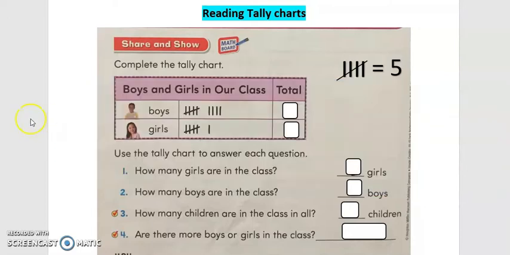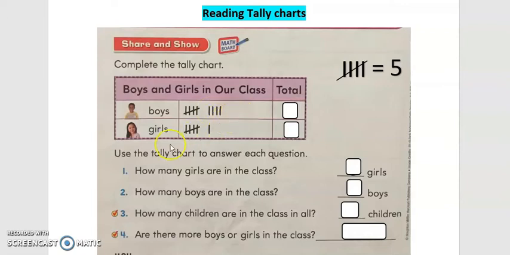The new kind of graph that we are going to talk about is called tally charts, which in other words means counting. Take a look at this chart over here. In this chart, we have information. What kind of information can you see inside this chart? It counts how many boys and girls are in a class. What we need to do is count each stick over here to know how many boys and girls there are in a class.